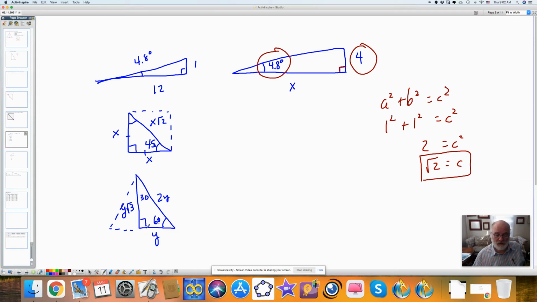If the side length is 2, then there's 2 of these y's. This is going to be 1. It's half of an equilateral. The hypotenuse is double the shorter leg. And then this longer leg is going to be root 3 times. And I don't know if you remember that because this is 30 degrees and root 3, but you could do the same thing with the Pythagorean theorem.